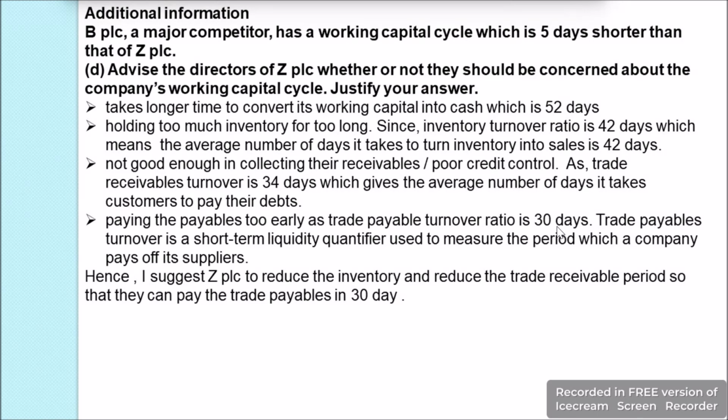If they are not paying this, there may be issues with the supplier, and the working capital is taking 52 days to convert into cash. The inventory takes 42 days to convert into sales, and all the sales are on credit basis. They are receiving from the debtors in 34 days and they have to pay within 30 days. So naturally this may lead to a liquidity crisis as well as insolvency, or it may also lead to business failure. Hence I suggest ZPLC reduce the inventory turnover period or reduce the trade receivable period so that they can have a short working capital cycle and hence they may not face any liquidity issues.